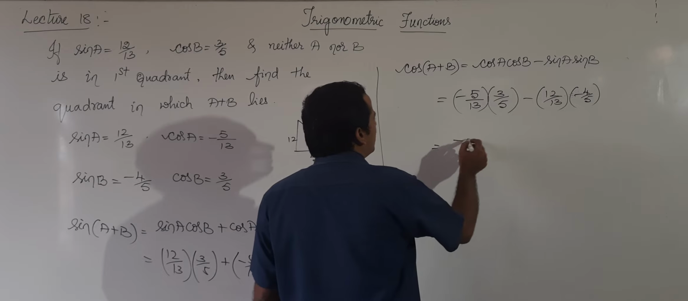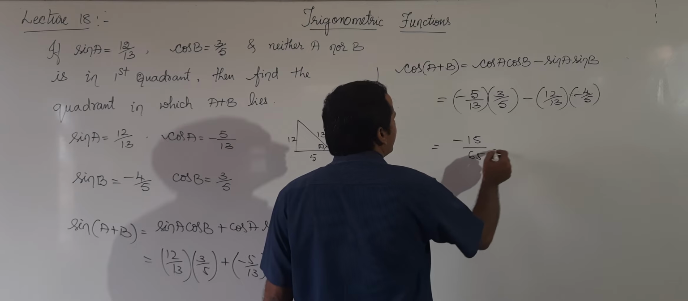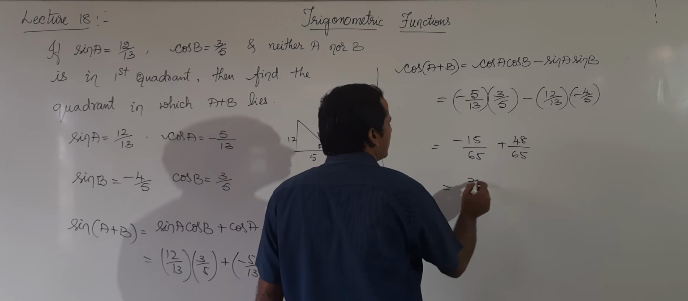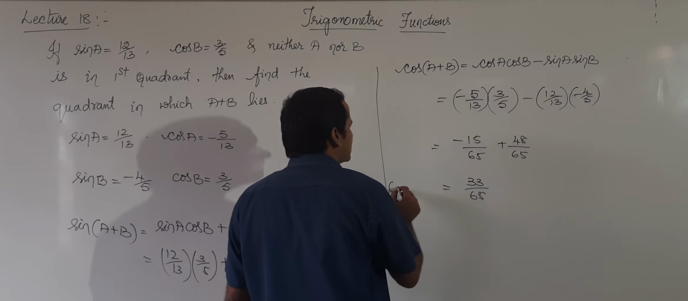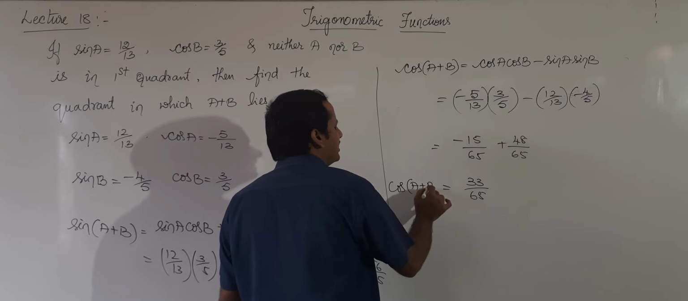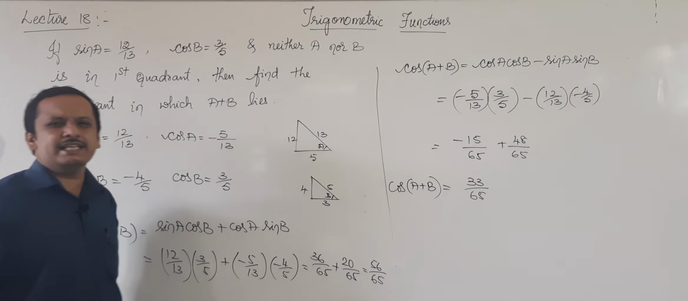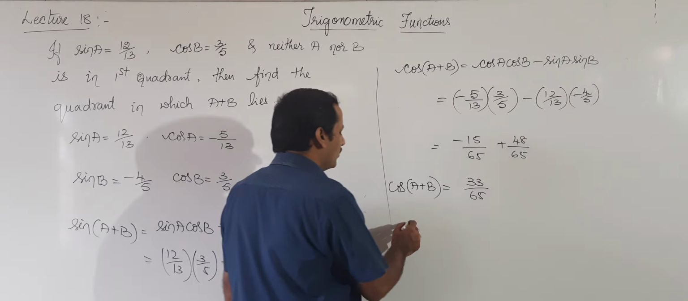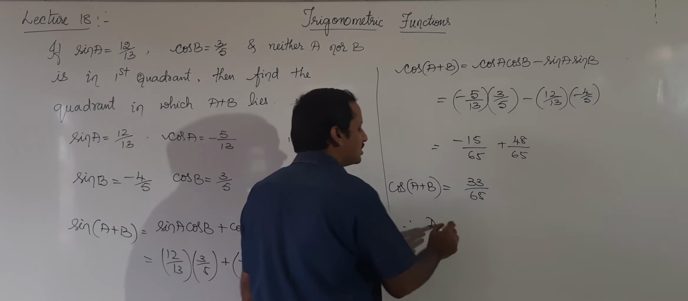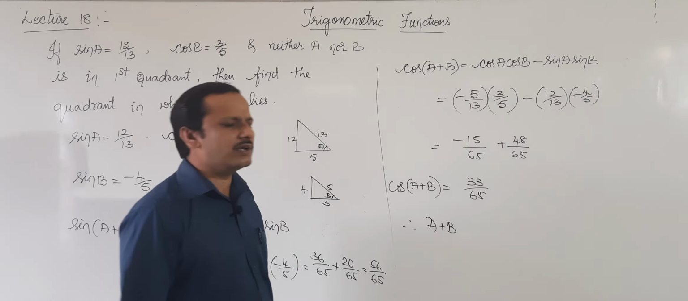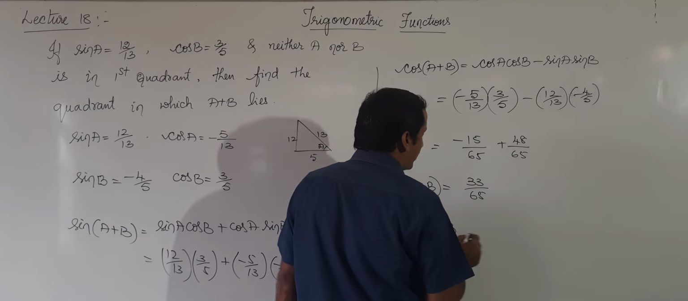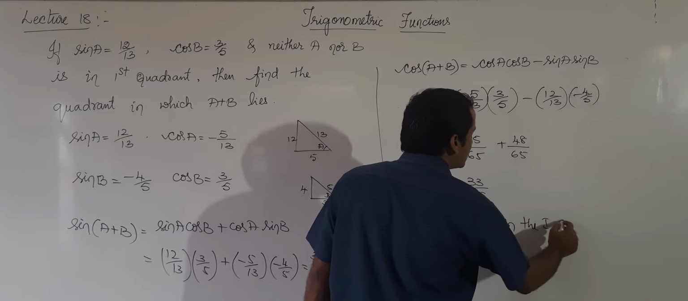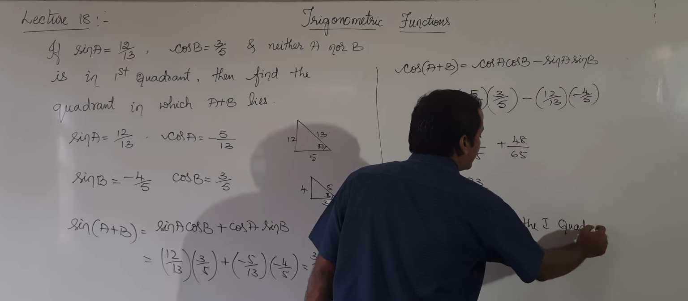So this is equal to minus 15 by 65. This will become plus 48 by 65. That's equal to 33 by 65. So cos A plus B is also positive. Sin A plus B is positive. Cos A plus B is also positive. Therefore, we can say that sin as well as cos both are positive. It is possible only if that angle is in the 1st quadrant. Therefore, A plus B lies in the 1st quadrant.